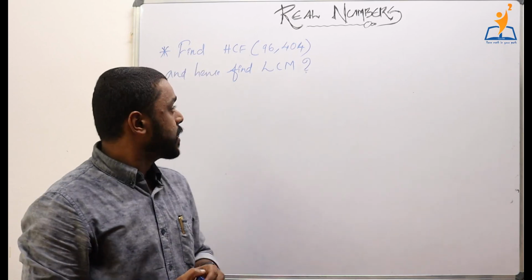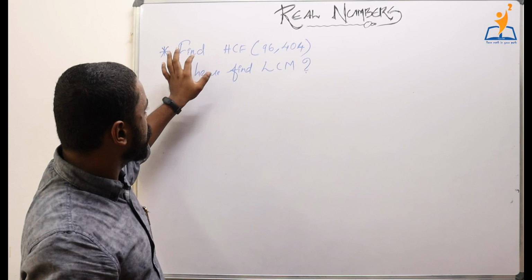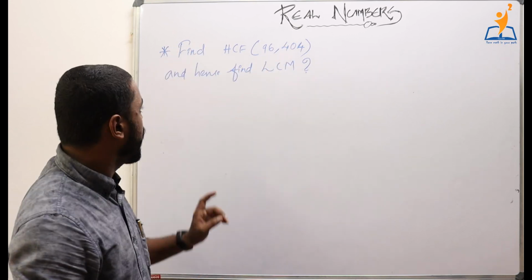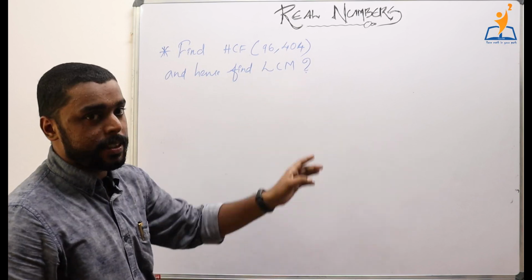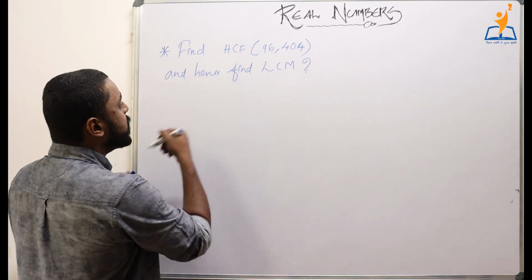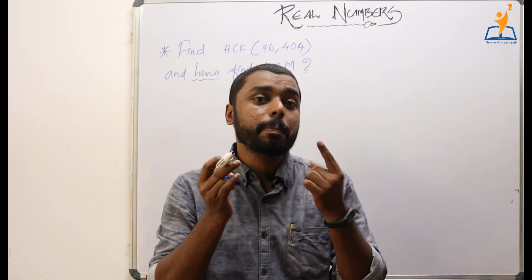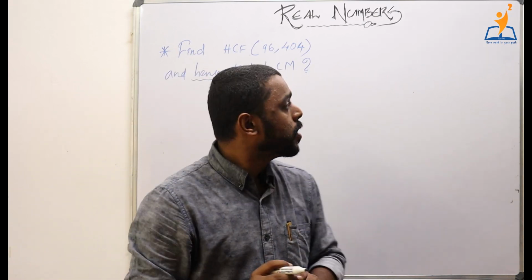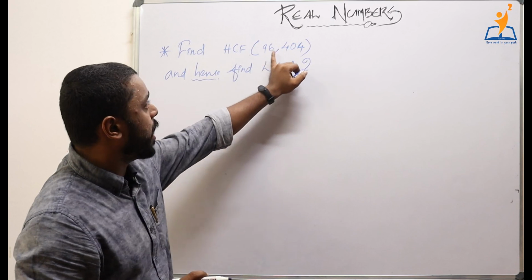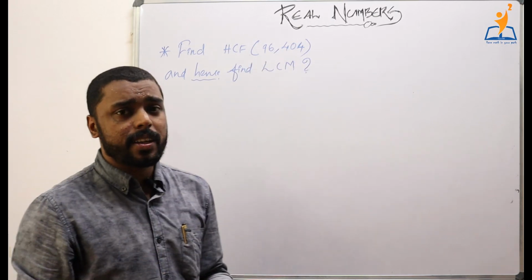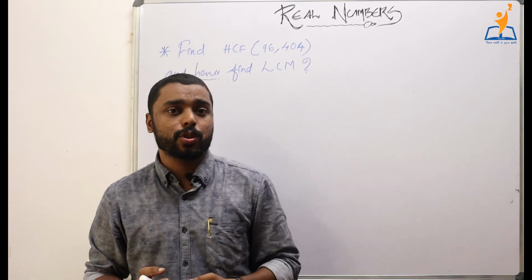So in this example, we are asked to find the HCF of 96 and 404 and hence find the LCM. Hence means that we should find the LCM from the HCF. Clear? So first of all, we should find the HCF of 96 and 404. If it is asked in the exam, you can choose which method should be used.